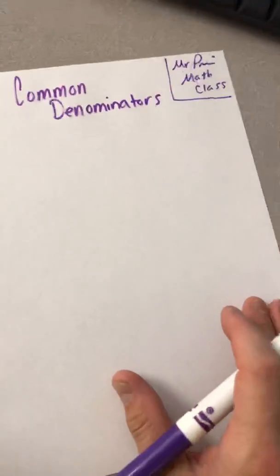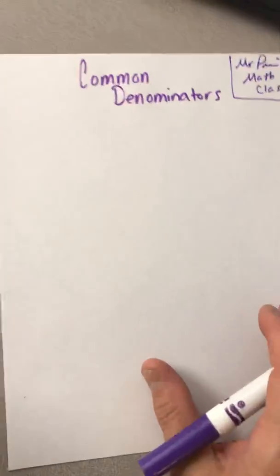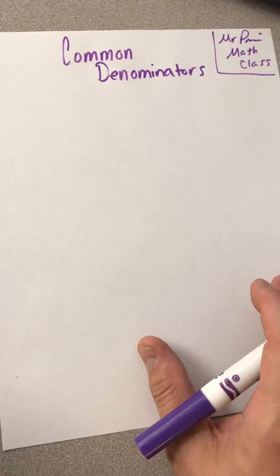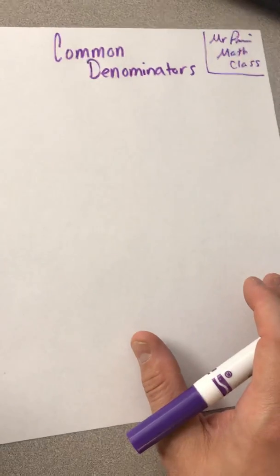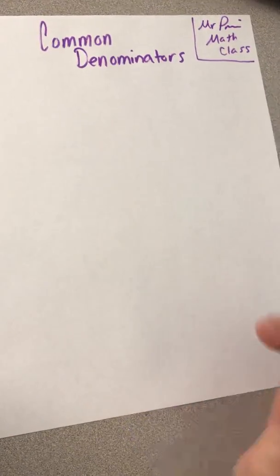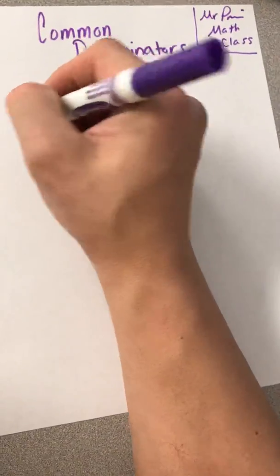Oh, common denominators. This is one that takes a while to understand, but it's really not that bad. As long as you know your multiplication facts, you will be fine, I promise. So, common denominators is what's used when we're adding and subtracting fractions. I'm going to make some fractions up right here.